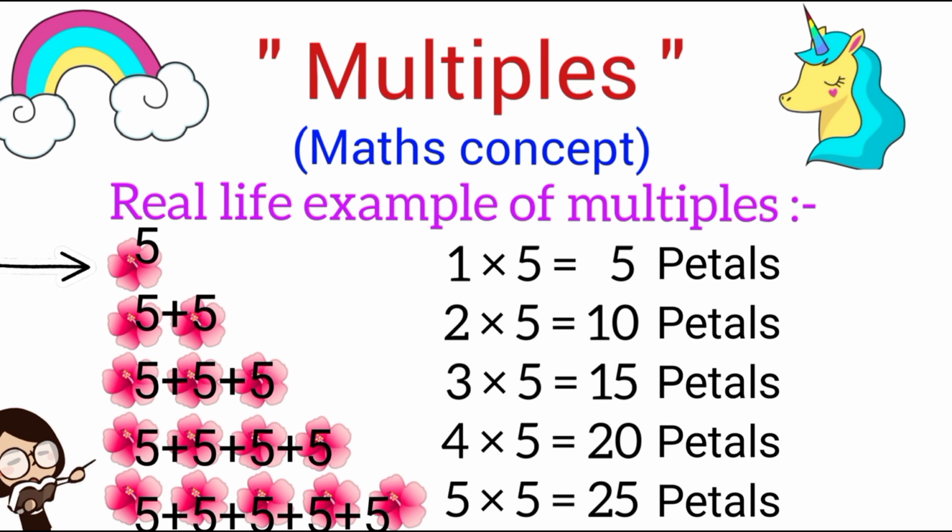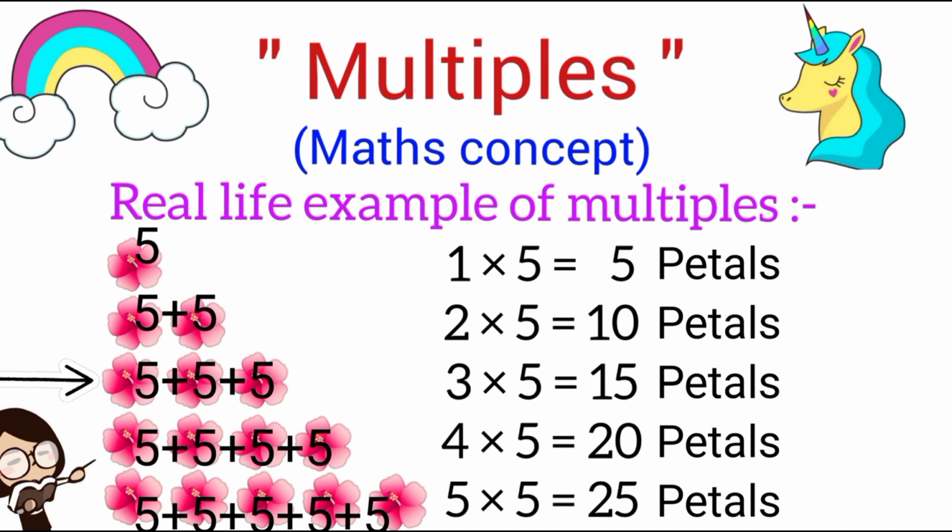Since the first row is having only one flower and this flower is having 5 petals, 1 5 is 5. The product of 1 and 5 is 5. And the second row is having 2 flowers and each flower is having 5 petals. So, the sum of 5 and 5 is 10. So, 2 5s are 10. The product of 2 and 5 is 10.